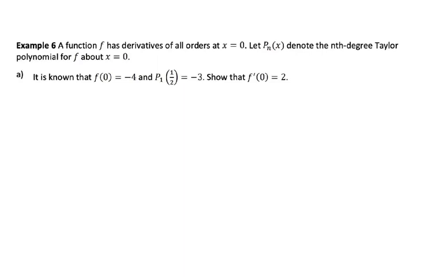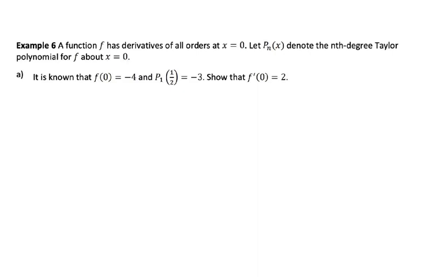Okay, so for example 6, this one is actually pretty challenging. I know, it's going to be okay though. Because we don't have a function to manipulate, right? We're given terms, and it's all about understanding function notation and how to set up our models with Taylor polynomials.